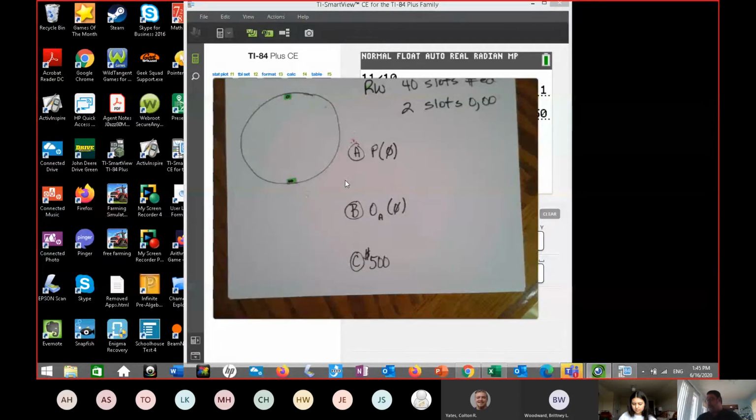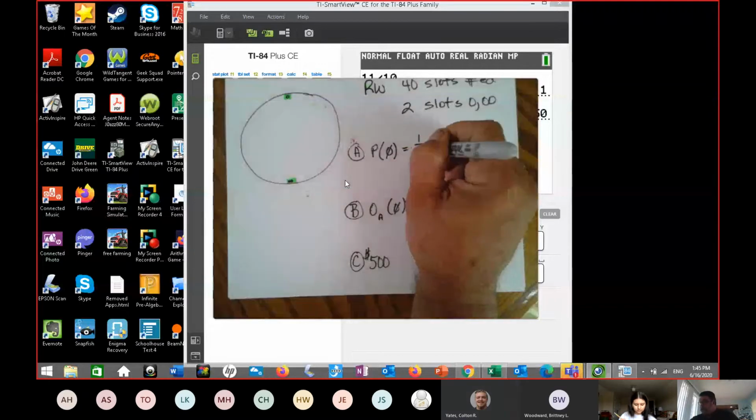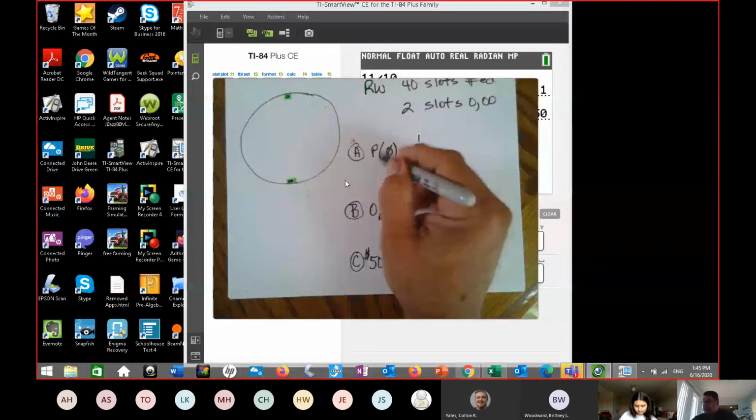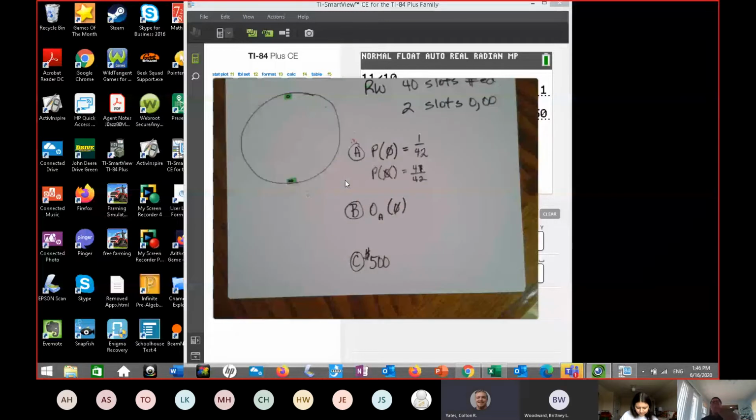So let me start you off. What is the probability of 0? Not double 0, but just a single 0. 1 out of 42. So that's success. So what is the probability of not getting 0? 41 out of 42. All right, go to it. Find the odds. Probability of failure or the probability of success?